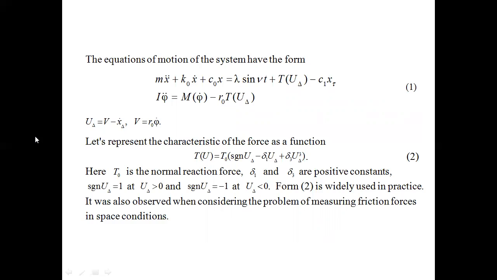Delta 1 and delta 3 are positive constants. sign u_δ is equal to 1 at u_δ greater than 0, and sign u_δ is equal to minus 1 at u_δ less than 0. Form 2 is widely used in practice. It was also observed when considering the problem of measuring friction forces in space conditions.